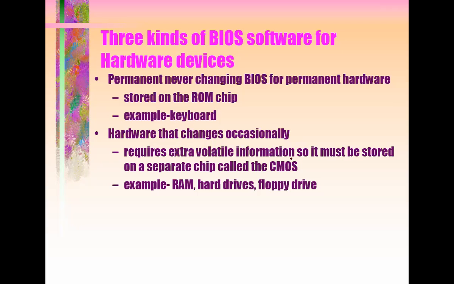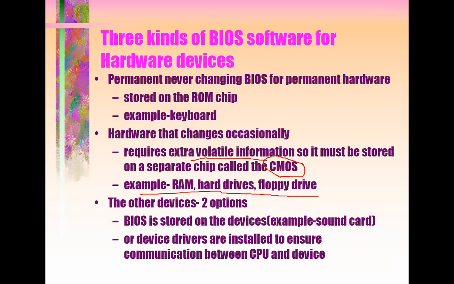And that CMOS chip needs power because we said it's volatile. So the purpose of the CMOS battery, which I was showing you now, is that the CMOS chip does not lose its information. The example is the RAM, like hard drives and the floppy drives. So this one, the information is stored on the CMOS, the BIOS for that.